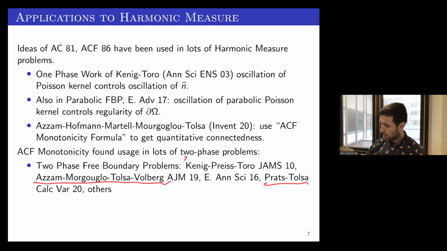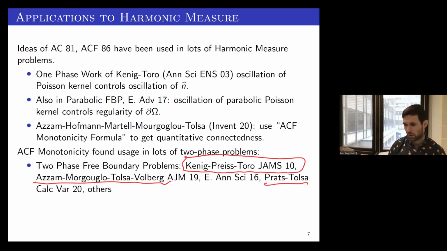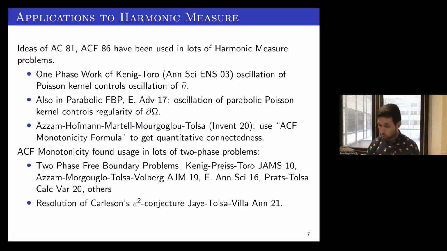The first place I know of where they use this monotonicity formula to study a two-phase free boundary problem for harmonic measure is in this beautiful paper of Carlos, David, and Tatiana. And more recently, in the resolution of Carlson's epsilon squared conjecture, a modified version of the Alt-Caffarelli-Friedman monotonicity formula was used. So this area of free boundary problems has given us, as members of this conference, a lot. But we don't want to be only takers and not givers, right? You want to be a mensch, you want to give back. And so that's sort of the purpose of this talk.